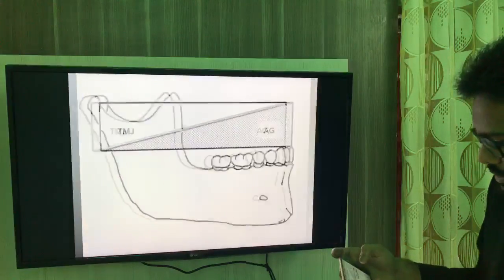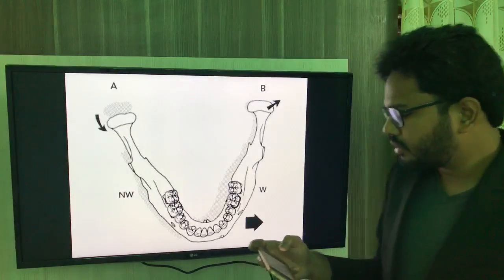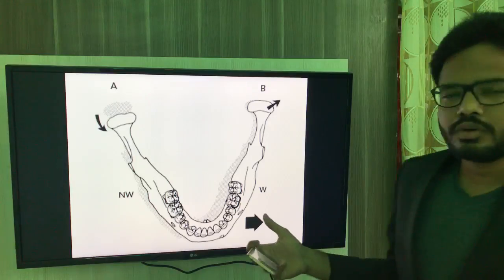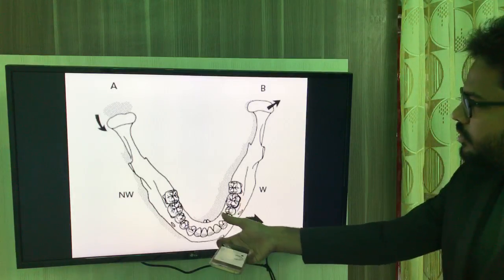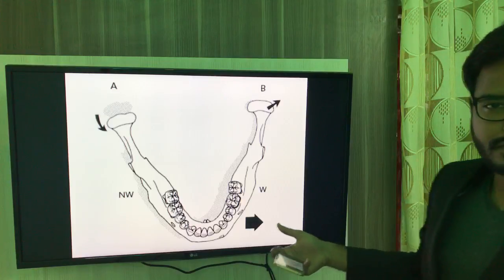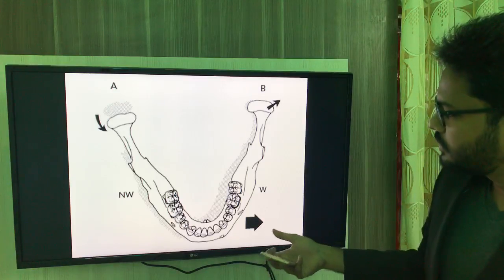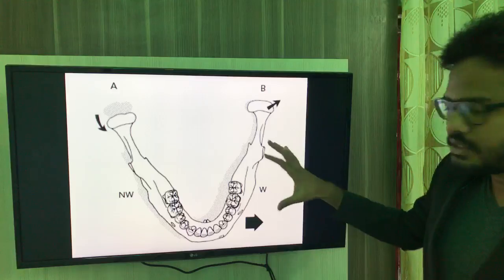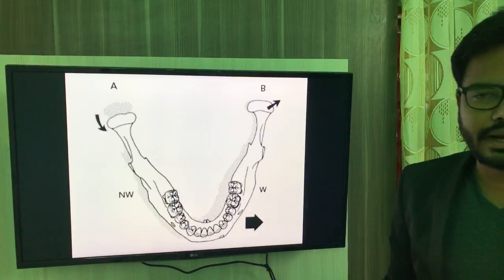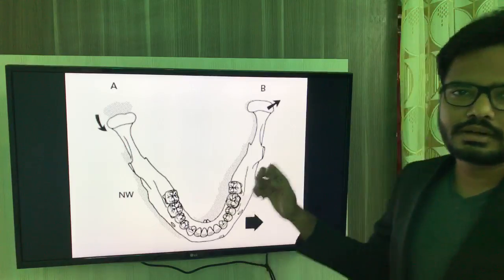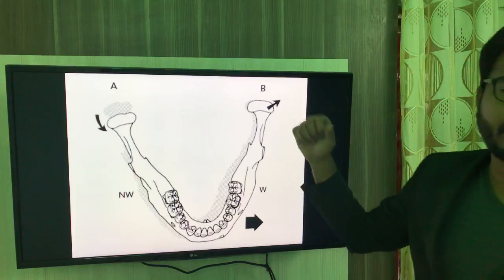As we have discussed previously in one of the live sessions, this is pertaining to working side and non-working side. So as you can see, when you're moving your mandible towards one side, in this case it's left, the side towards which the mandible is moved is the working side, and the opposite side is considered as a non-working side.